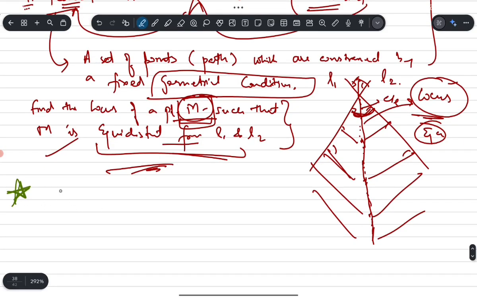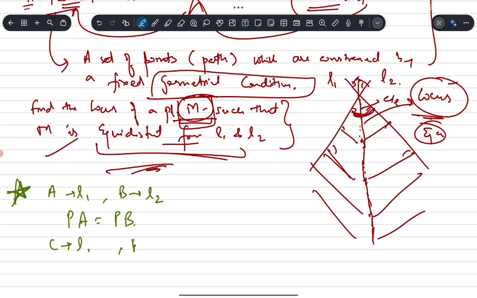If I consider a point A on L1 and B on L2, and there's some point P such that PA equals PB, all right? And let's say I have C on L1, D on L2, and once again, there's some point Q such that QC equals QD. What conclusion can I make from here?